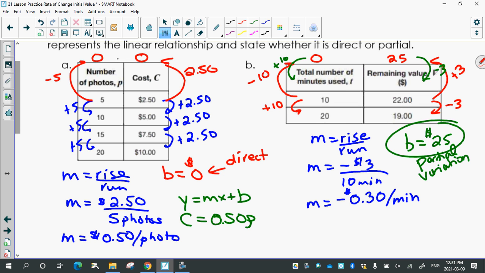Then my equation, I'm going to switch over from y equals mx plus b. So instead of y, I'm using V for value. Instead of m, I've got negative 0.30. Instead of x, I've got t for minutes used, plus my initial value, which is $25. So that would be my equation. Okay? So you start off with $25 and you subtract 30 cents every minute until you get down to nothing. Okay?